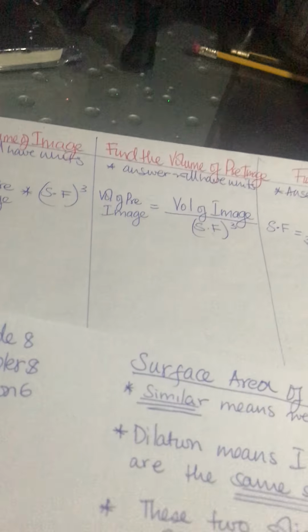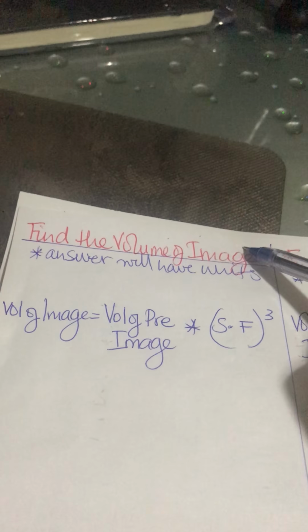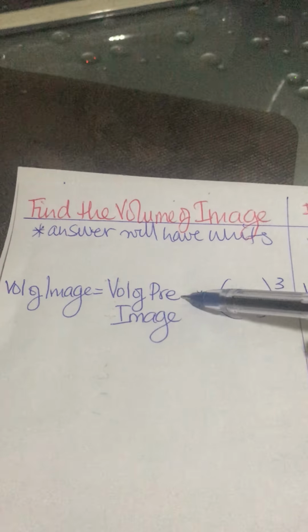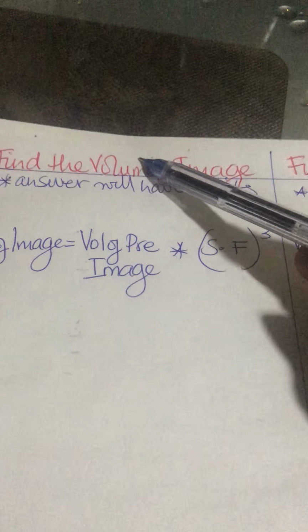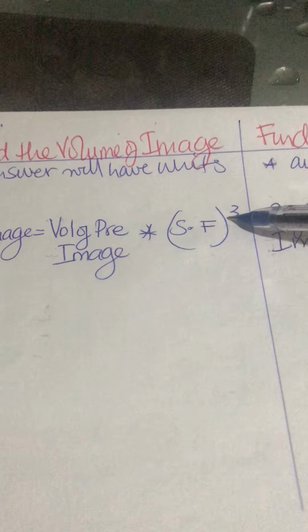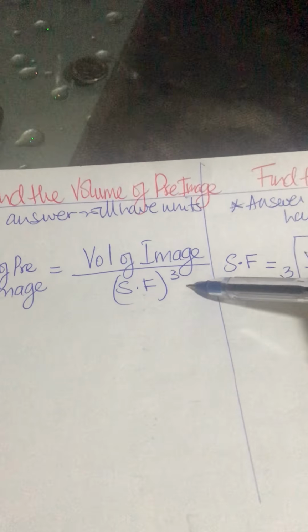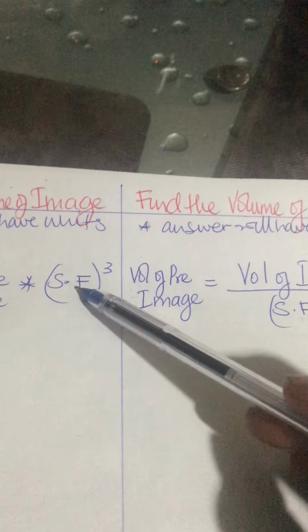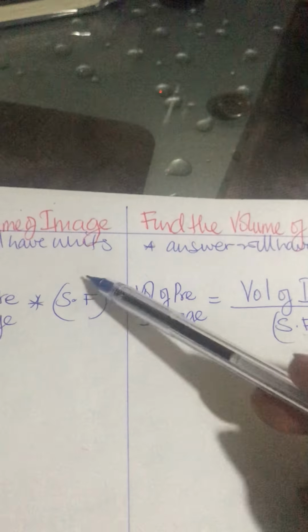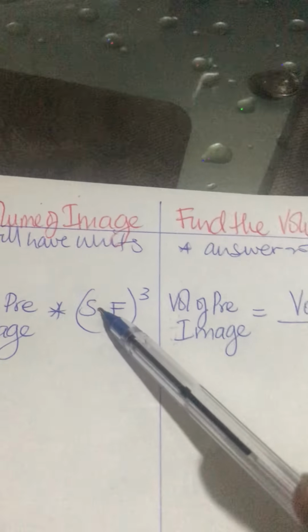So when it comes to volume, find the volume of the image. Volume of image is volume of pre-image times scale factor cubed. When it is volume, you cube. Volume of pre-image is volume of image divided by scale factor cubed. Please use the brackets. There's a reason why I put them there. Because if your scale factor is a fraction, you have to use the bracket. So whether it is a whole number, a decimal, or a fraction, I want it in the bracket.